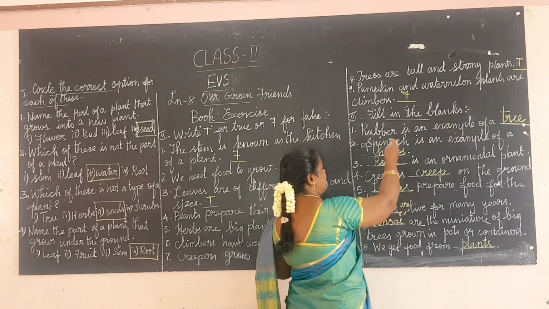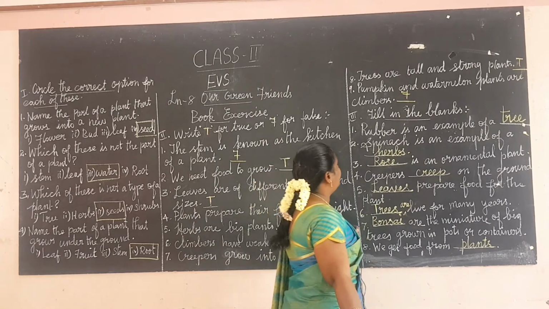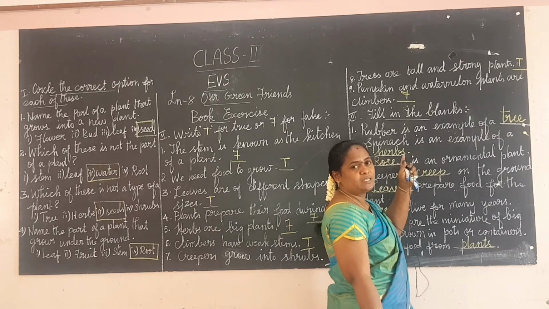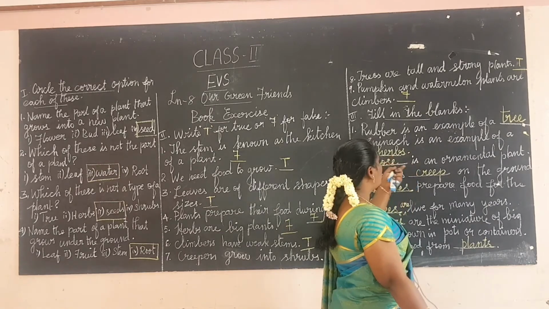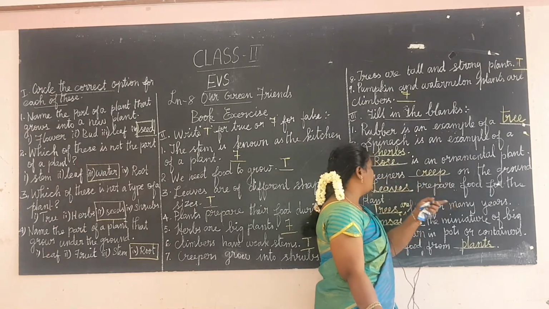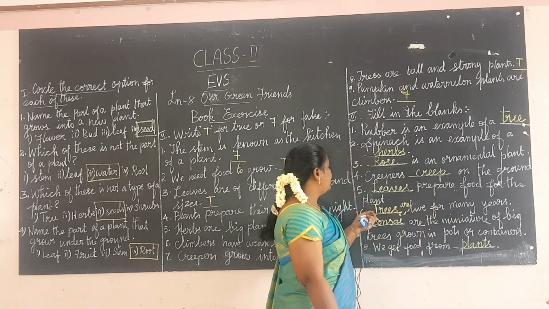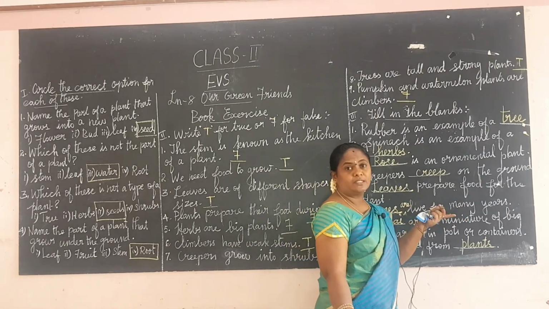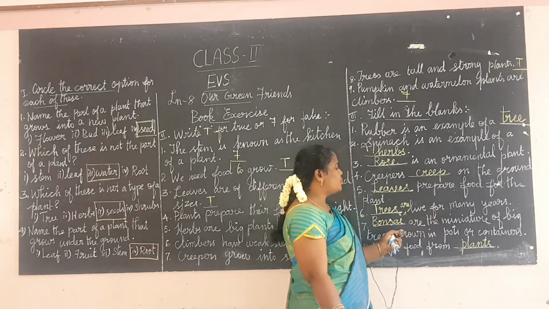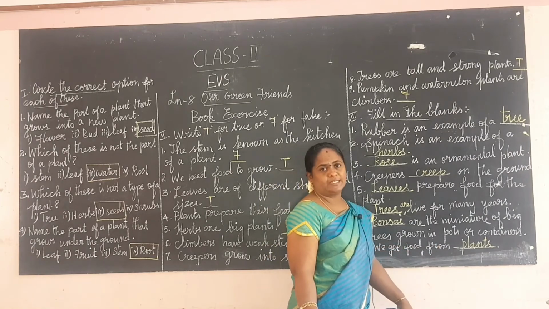And then next one is fill in the blanks. Rubber is an example of a tree. And then spinach is an example of a herb. Rose is an ornamental plant. Creepers creep on the ground. And then leaves prepare food for the plant. And then trees live for many years. Bonsai are the miniature of big trees grown in pots or containers, and we get food from plants.